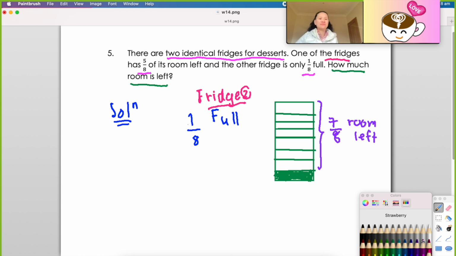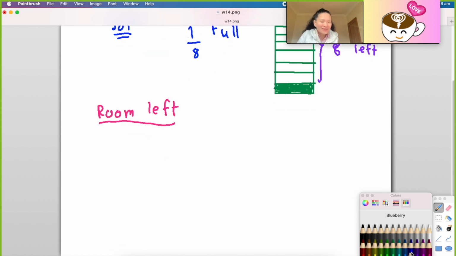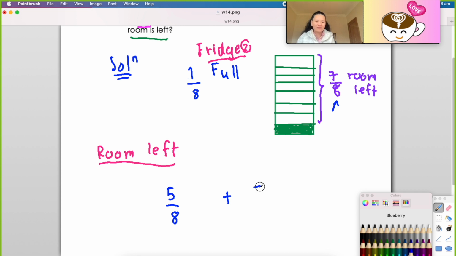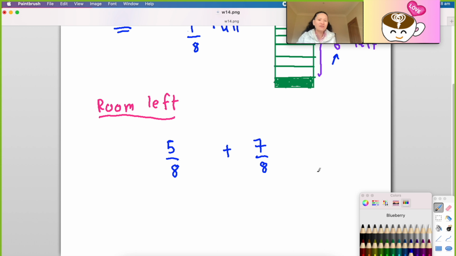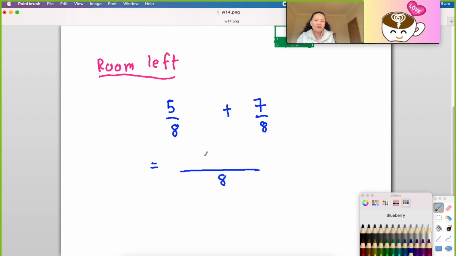Okay, see this one. Take a deep breath. We would like to find how much room is left. What does it mean room left? Grace, it means the space that is left in the fridge. They say that the first one has 5 out of 8 left. The second one has 7 out of 8. So you sum them, easy from now. So that means it's equal 5 plus 7 out of 8, which equals 12 out of 8.